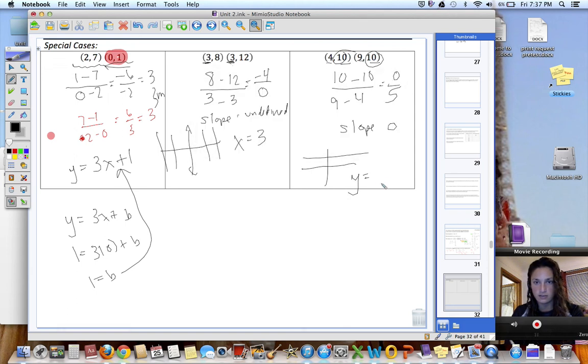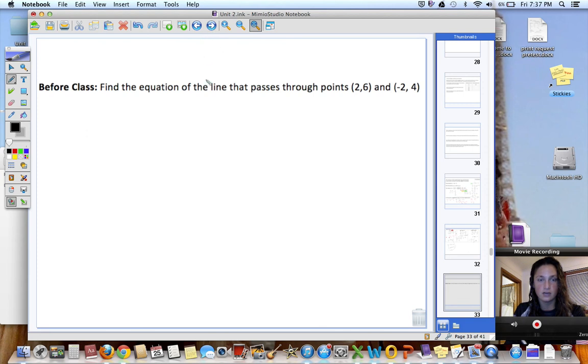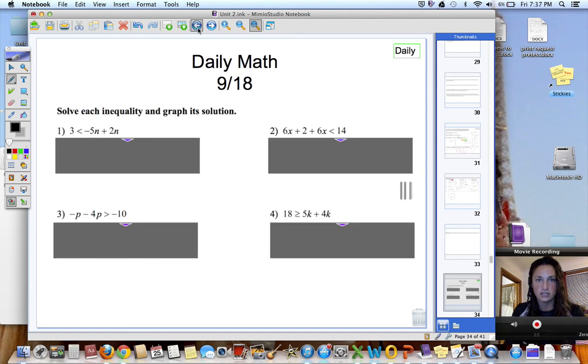Oop, my battery's about to die. I was saying y is 10. Luckily for me, all you have to do is find the equation of a line that passes through points (2, 6) and (-2, 4). And that's it. Okay.